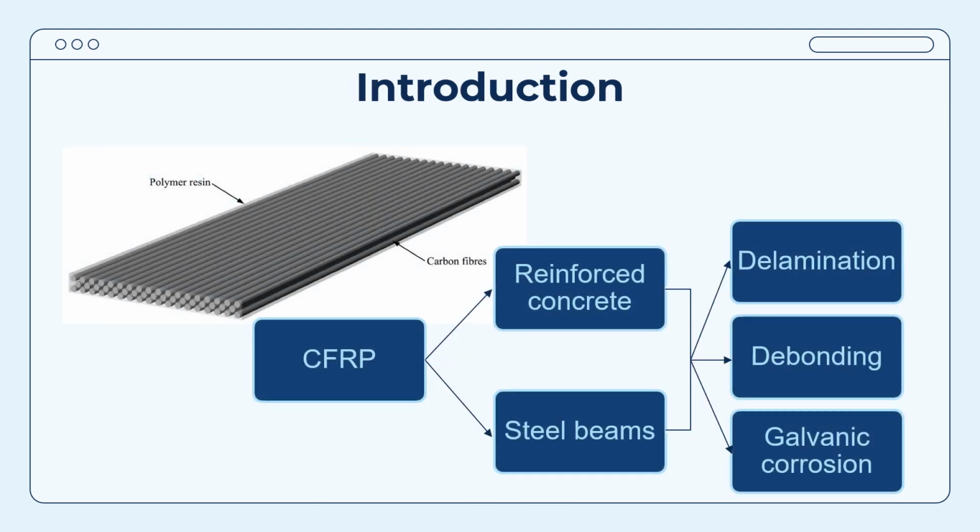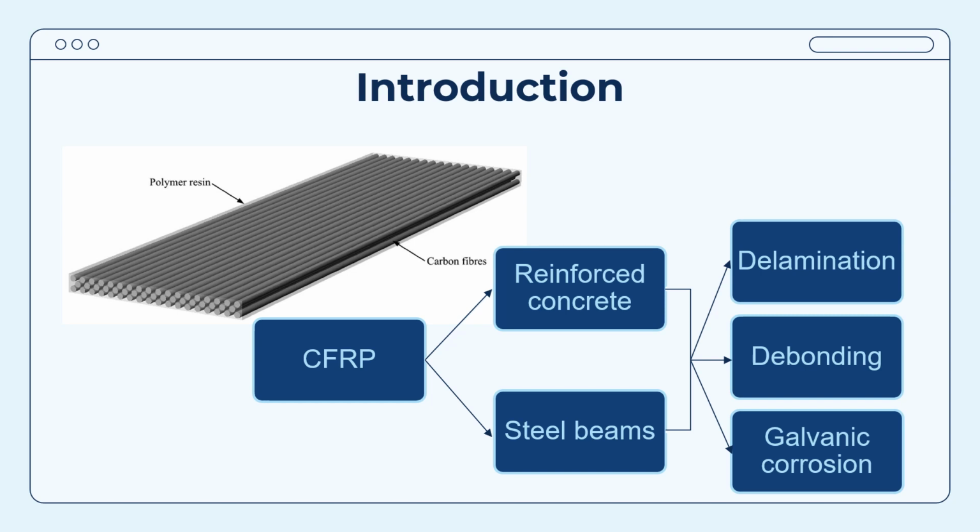Carbon fiber reinforced plastic, CFRP, laminates have been used in strengthening of reinforced concrete and steel beams. This is due to the high modulus of the composite, which will enable the steel beams to endure higher applied load. However, due to close contact between carbon fiber from CFRP and the steel in the presence of electrolyte, galvanic corrosion could take place and cause subsequent delamination or debonding.